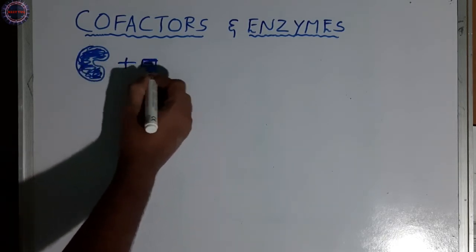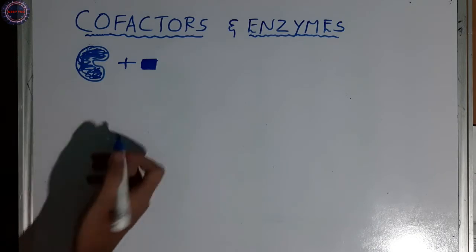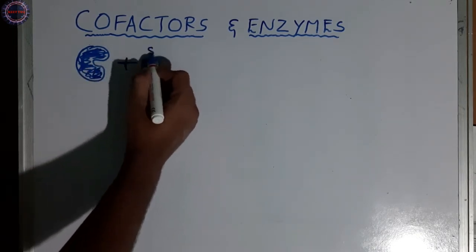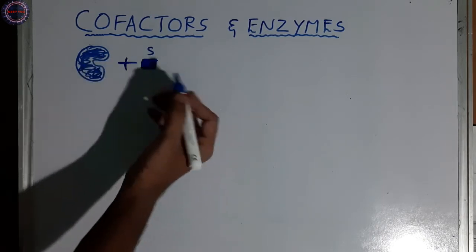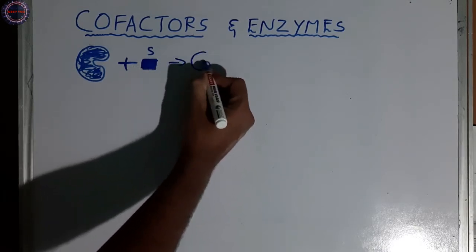This particular enzyme always binds to the substrate, right? The substrate looks like a block here. It's only for our convenience that we draw such diagrams. So substrate is a chemical which normally binds to the active site of the enzyme, and ultimately an enzyme substrate complex is produced, which looks like this.